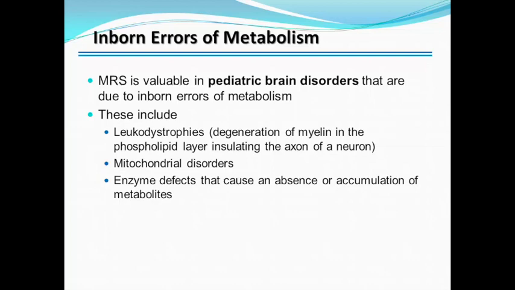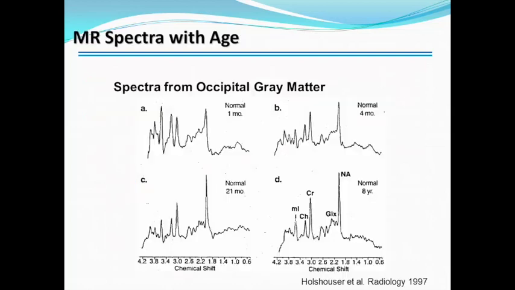Another example where spectroscopy is very helpful is in pediatric brain disorders, right? In inborn errors of metabolism. These include leukodystrophies, mitochondrial diseases, or some enzyme defect that causes the absence or the accumulation of metabolites. But one thing you need to know is that the spectrum changes very rapidly in the first 10 years of your life. When you're born, your NAA is very low and your creatine is also still low. Myo-Inositol and choline are pretty high. As you mature and the neurons mature, your NAA slowly goes up, and so does creatine, and Myo-Inositol and choline go down.